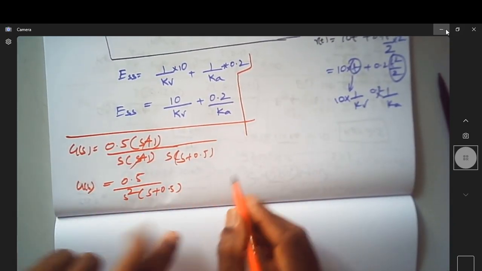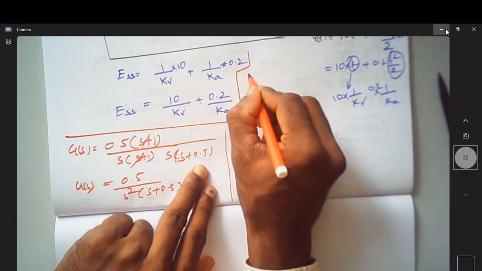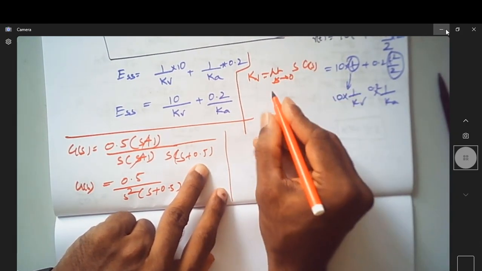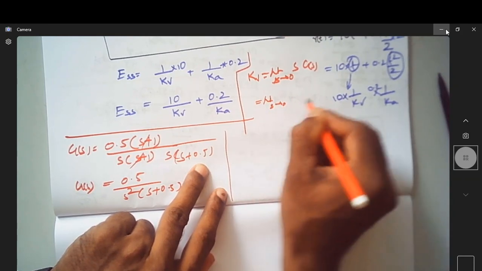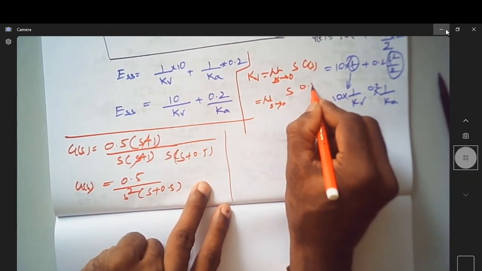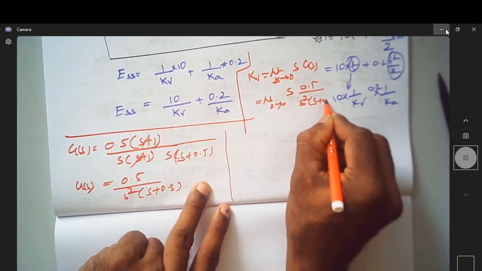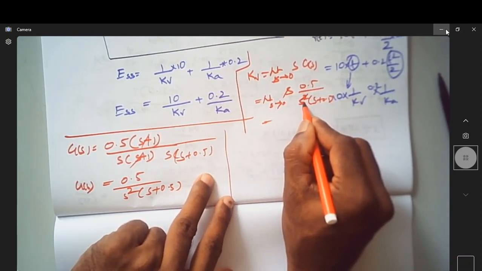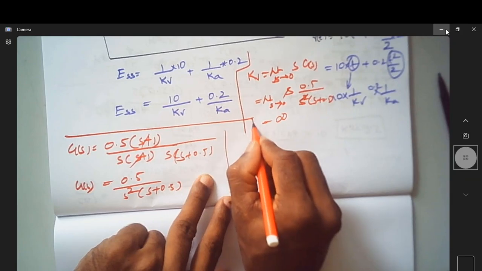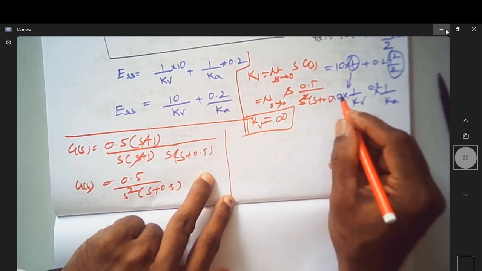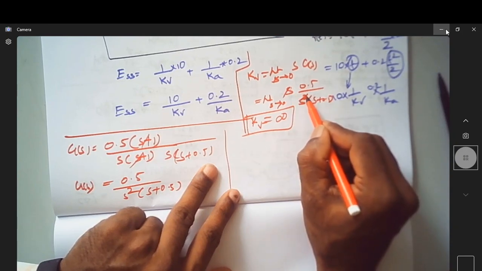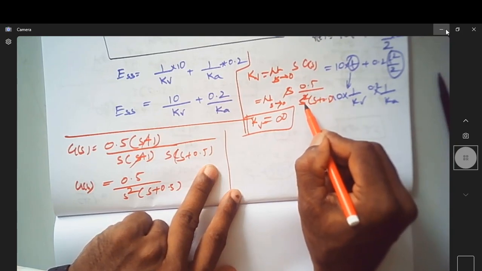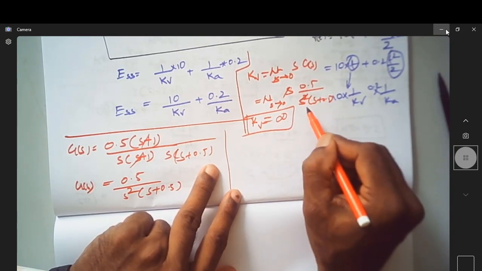This is G(s). So what is Kv now? Kv is the limit of s tending to 0 of s into G(s). So it is the limit of s tending to 0 of 0.5 s square into (s plus 0.5). This s will go with this square. One s still remains in the denominator. When s is tending to 0, anything by 0 will become infinite. So this is Kv. When you apply the limit, it is like 0.5 by 0 into 0.1. So that will become infinite.